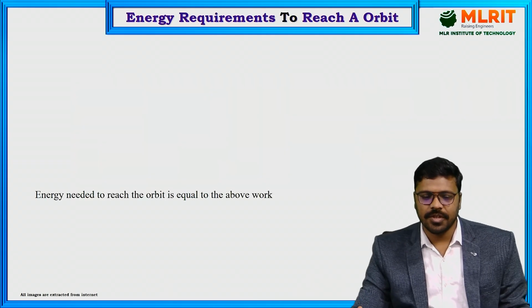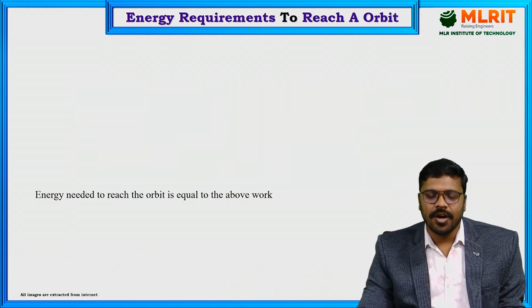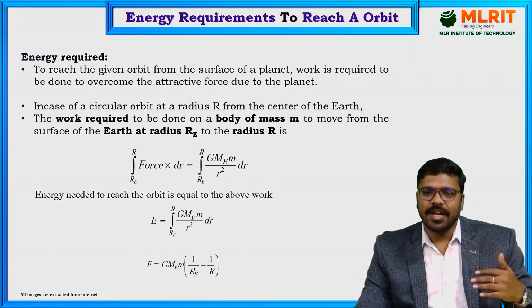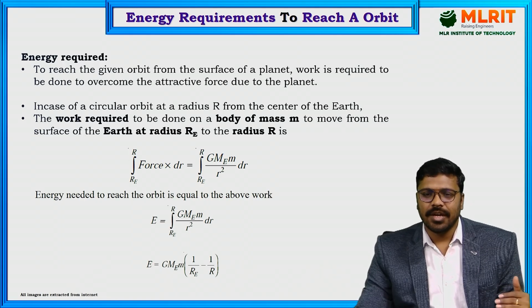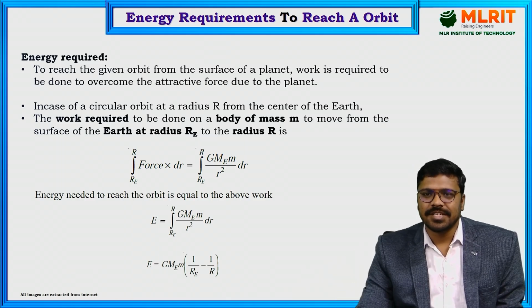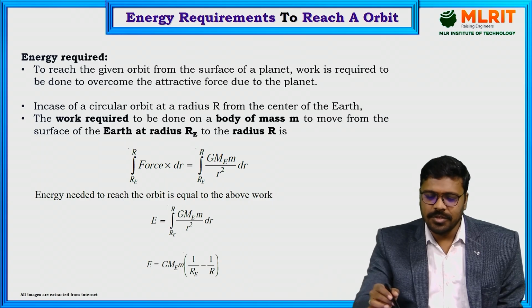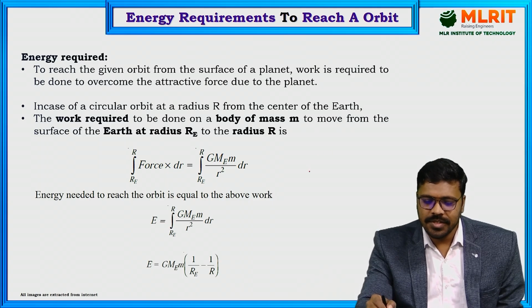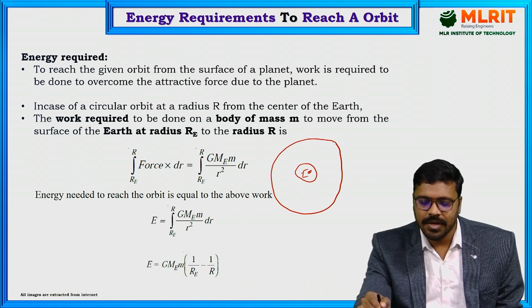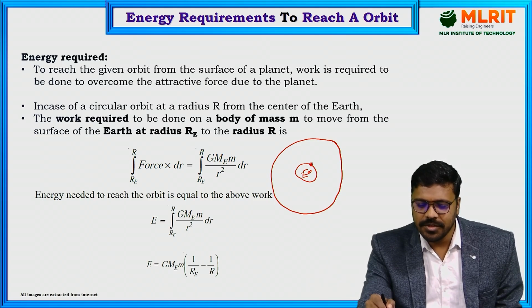So, coming to the first one, energy requirements to reach an orbit. What is the energy required to reach an orbit? Whenever you are sending an object, it has to overcome the Earth's gravitational force, and finally it reaches its destination in a particular orbit. Suppose, let us say this is the center and this is the Earth, and this is the orbit. A body has to travel from this place on the Earth surface to the orbit.